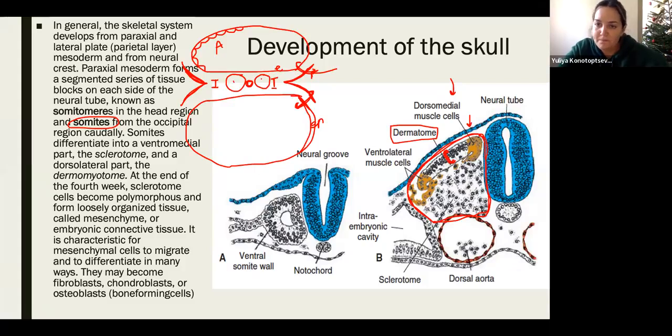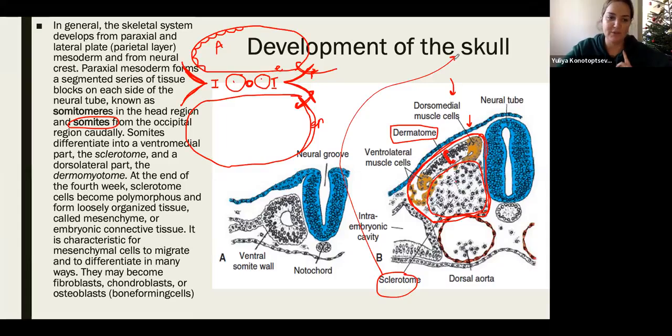Under the dermatome, the bigger portion of the somite is the sclerotome. And sclerotome is the one which is important for making the skull and vertebral column. Sclerotome consists of cells which will differentiate to become chondroblasts or osteoblasts, depending on which kind of bone we are talking about. So we'll talk about it right now.